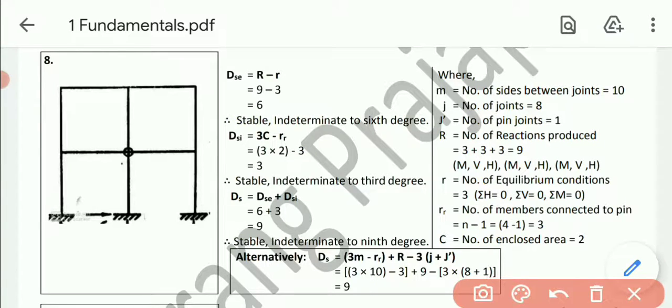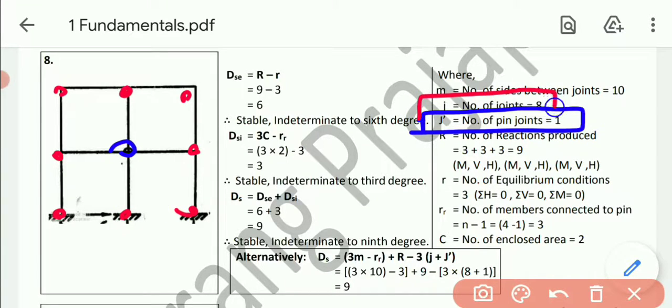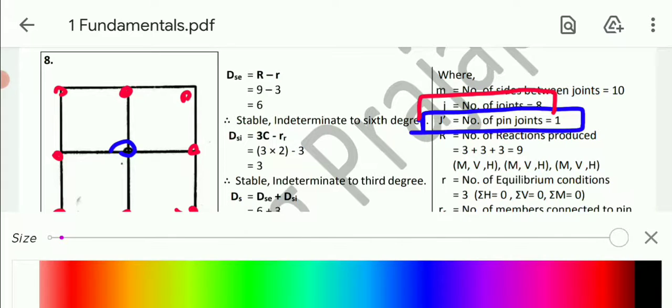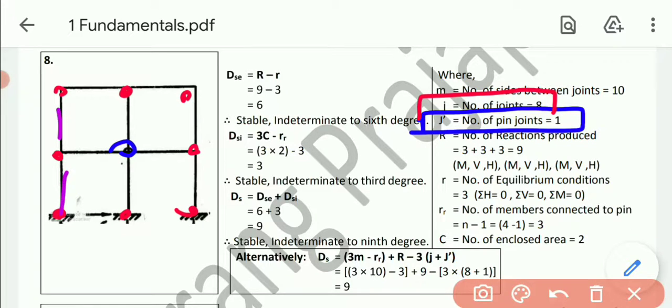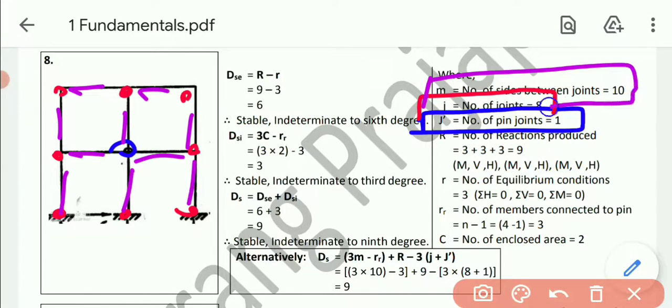Now for the alternate equation, I will need the values of J, J dash and M. First of all, J dash, the number of pin joints, is 1. Then M, the number of joints, J: 1, 2, 3, 4, 5, 6, 7, 8. So the number of joints equals 8, and the number of sides between the joints: 1, 2, 3, 4, 5, 6, 7, 8, 9, 10. So M stands for 10.